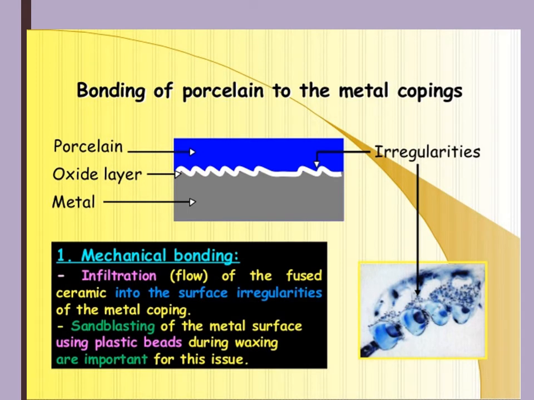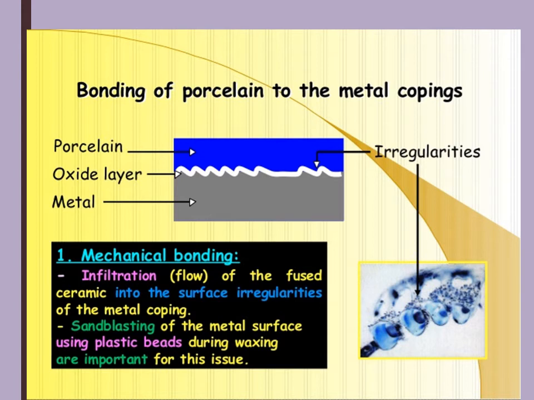So now, how does the bonding of porcelain take place to the metal coping? Firstly, the first mechanism is mechanical bonding. As you can see from this picture, the upper blue layer is porcelain, and then the silver layer is metal. Now the bond between both of them takes place via the oxide layer and irregularities.